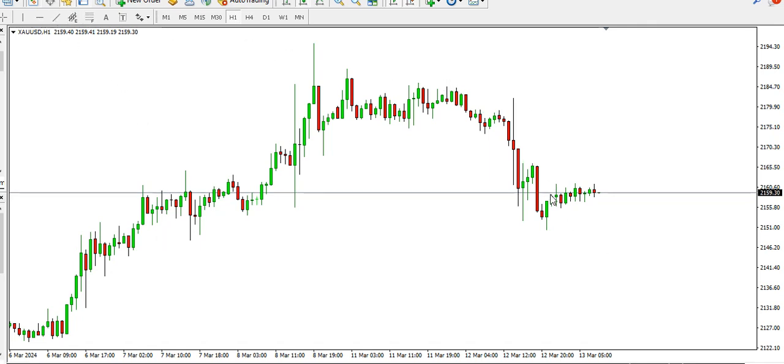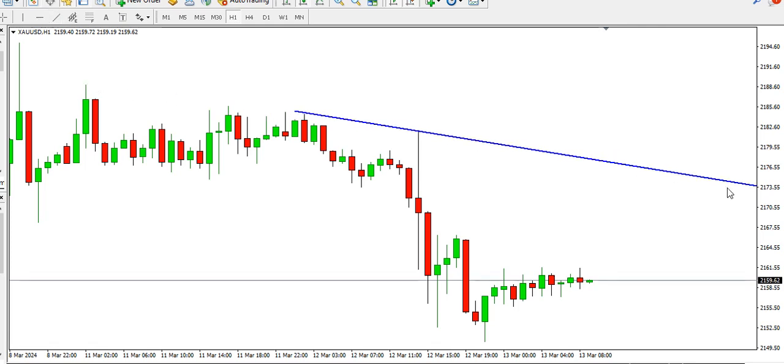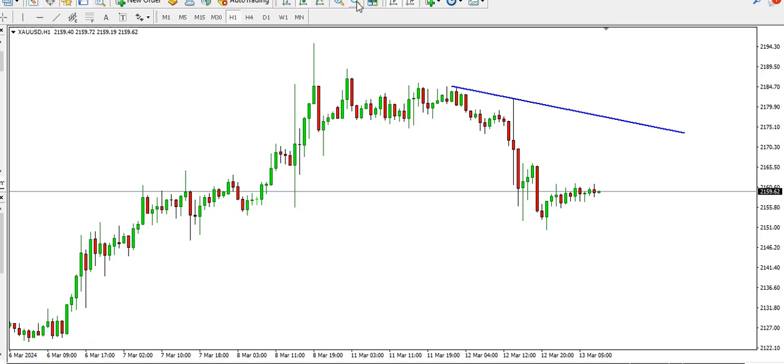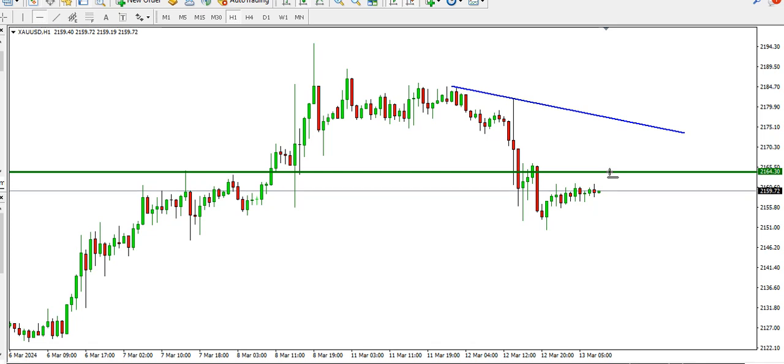The sellers are already in the market, and let's take a look at the trend line. We have a trend line in place. Okay, we have one around here, showing that there's enough room for buyers to still push price up.